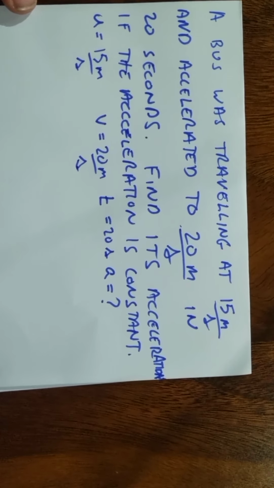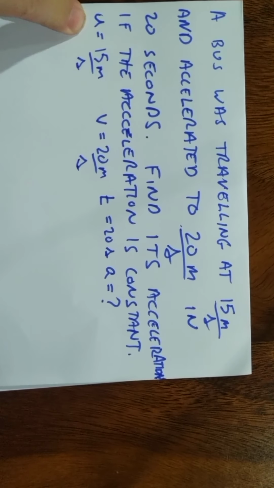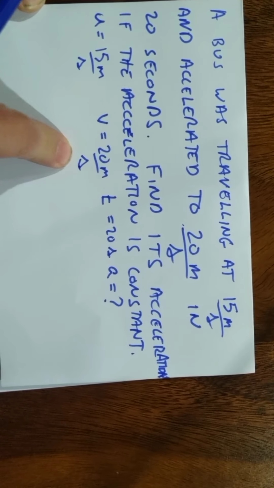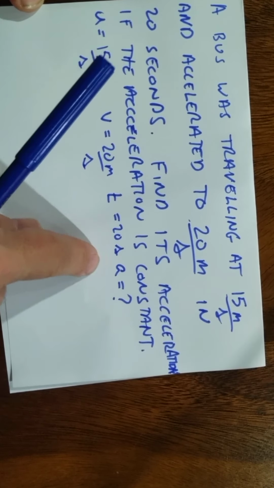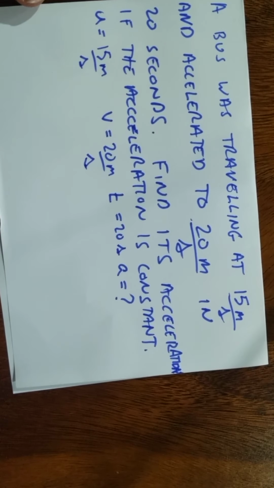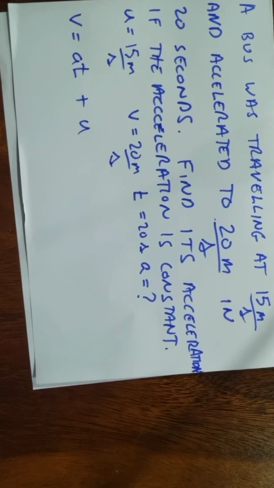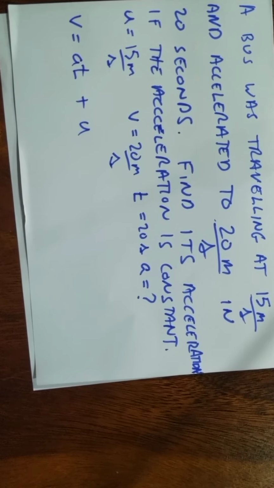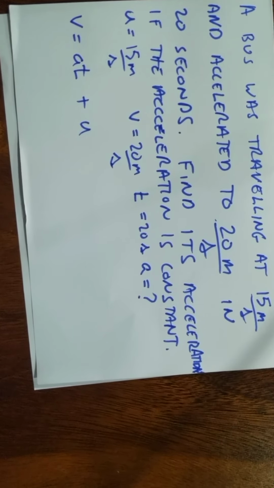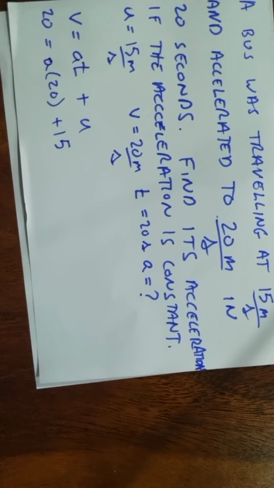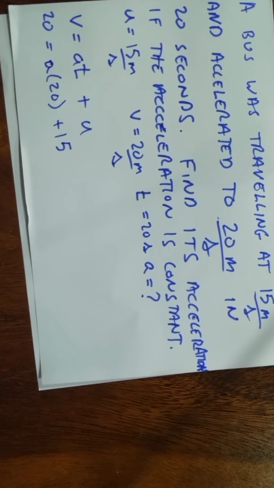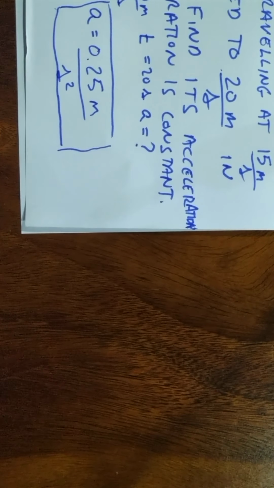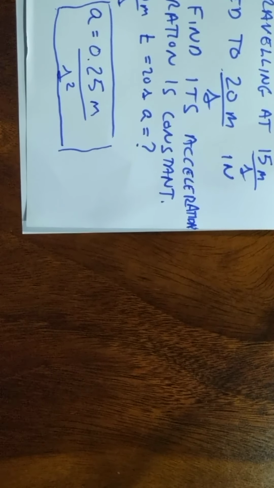So I went ahead and did that. Our initial velocity is 15 meters per second. The velocity after 20 seconds is 20 meters per second. And we're trying to find acceleration, which again, the units are meters per second squared. I'm going to use this formula, the one I just mentioned, and then I'm going to solve for A. Now it's just basic algebra. So let's try to figure out what the acceleration actually is. And we found the solution.